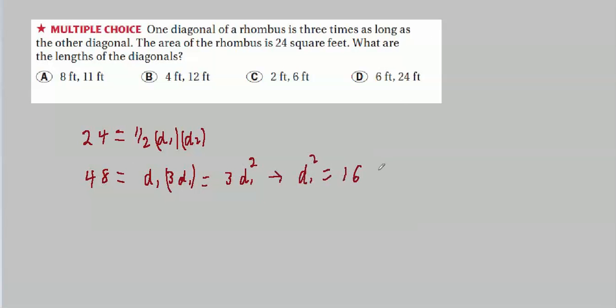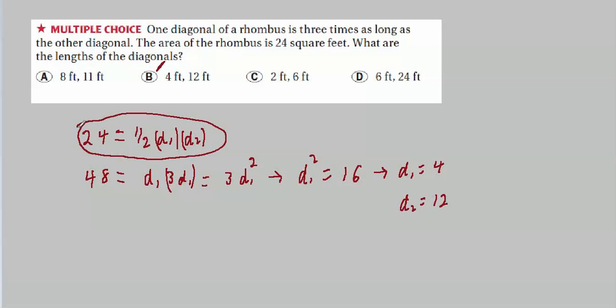Well, that would imply that D1 equals 4. But if we go back, well, actually we don't have to go back to this, do we? We already decided that D2 was 3 times D1. So if that's D1, then D2 would have to be 12. And what do we got here? 8 and 11, 4 and 12. No, wait a minute. 4 and 12. Yeah, that's the one we wanted. Right there. All you had to remember for this one was the formula for the area of a rhombus. After that, simple algebra.